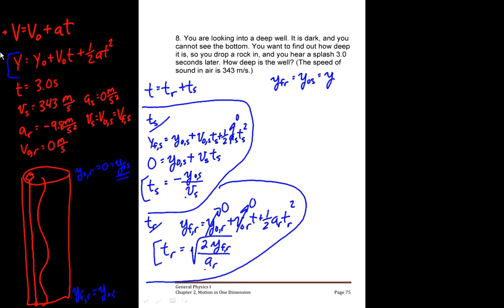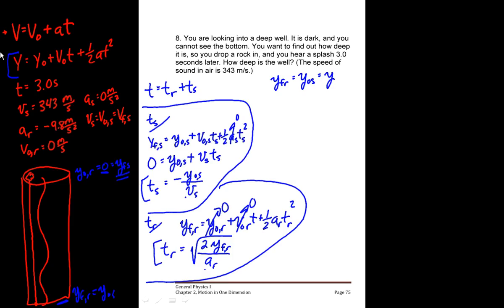And you need to recognize that this number should come out in the end as negative, because if I have up top be 0, that means down at the bottom has to be negative, in this coordinate system where down is negative. All right, so y_fr equals y naught s, and I'm just going to call it y.